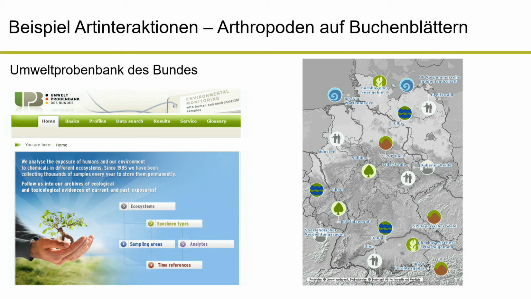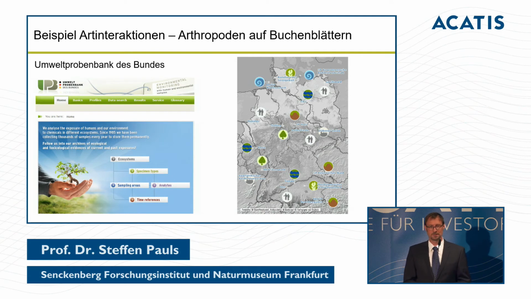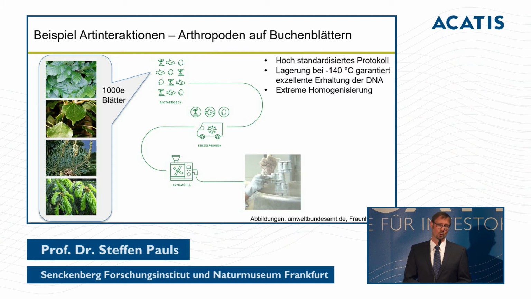And again, I go to the bank of samples from the federal states. It is a data bank that was established in the 80s, and through biological samples we can trace our biotic changes. And for some years now, we try not only to analyze the contaminants, but also the biological changes. The great thing about these samples is that there are thousands of leaves.